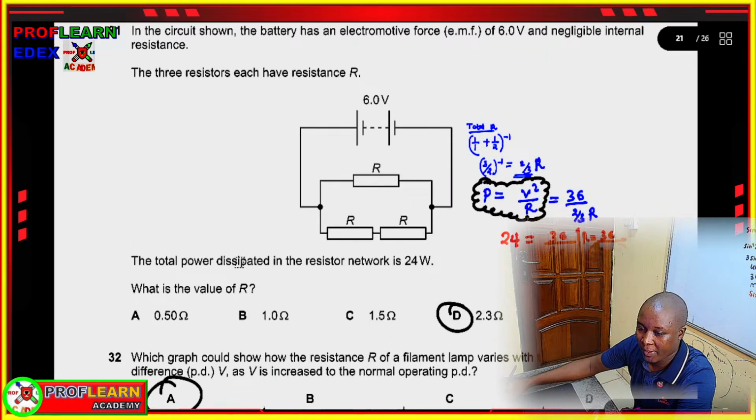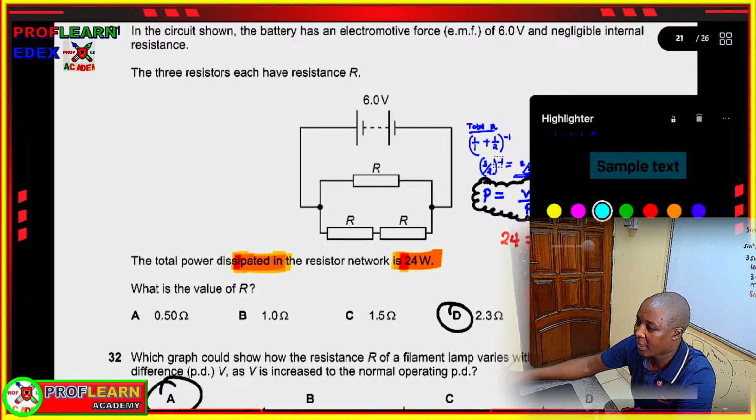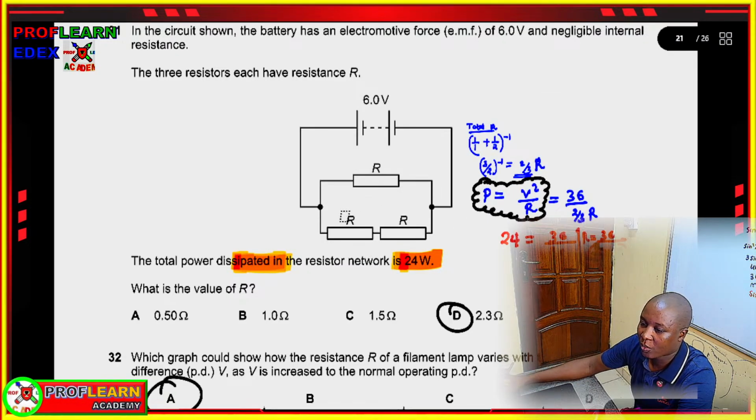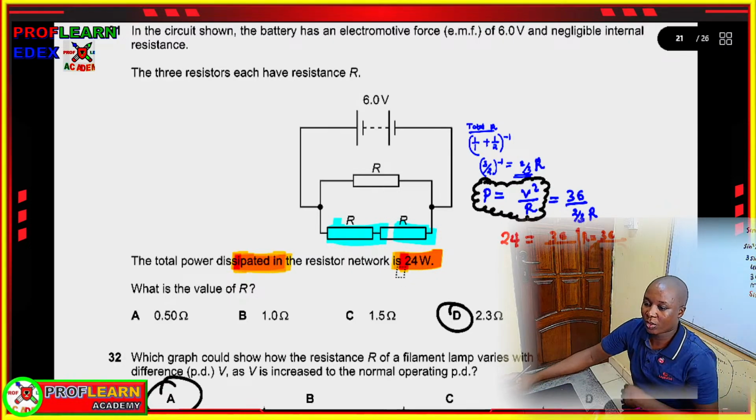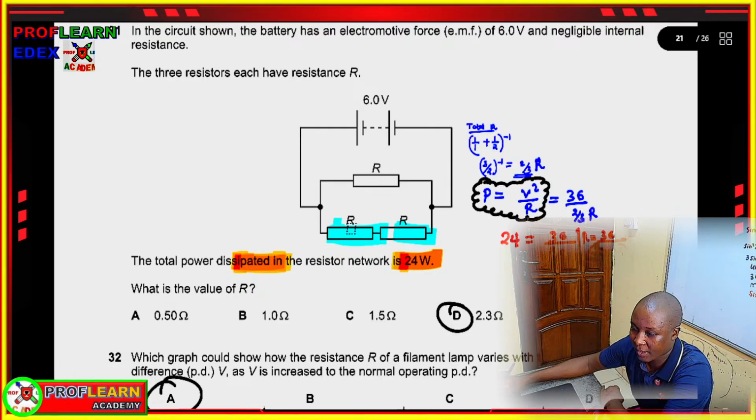The total power dissipated in the resistors is 24 watts. So what are we going to do in order to get the answer to that? First, we need to work out the total resistance of the circuit. These two are in series, so we can combine them. If we are told they are identical, then we say R plus R, it will be 2R.